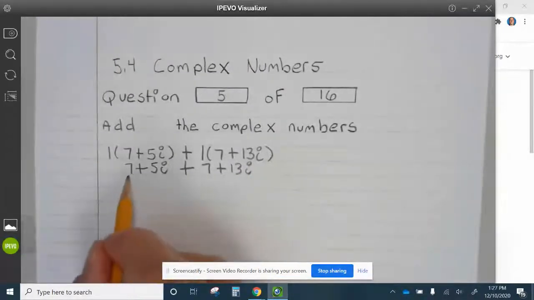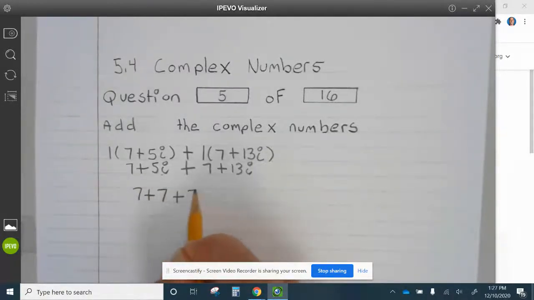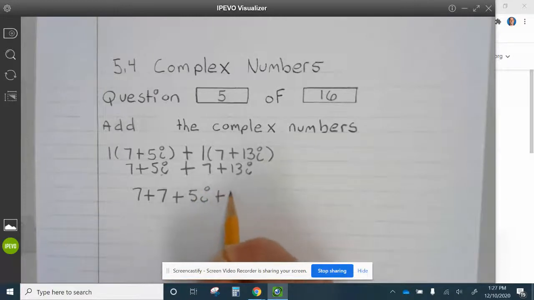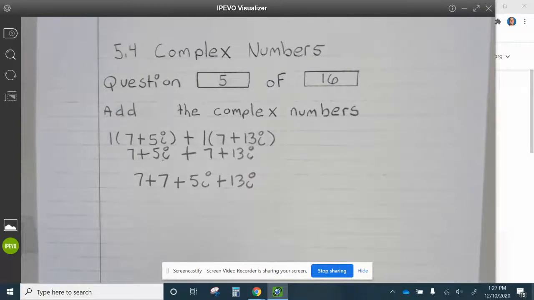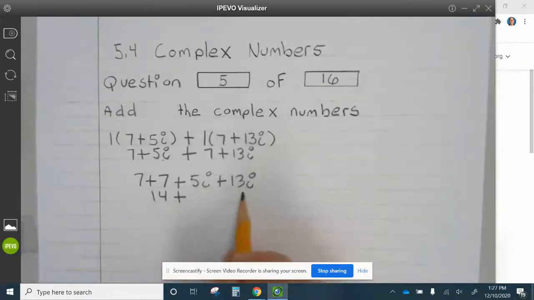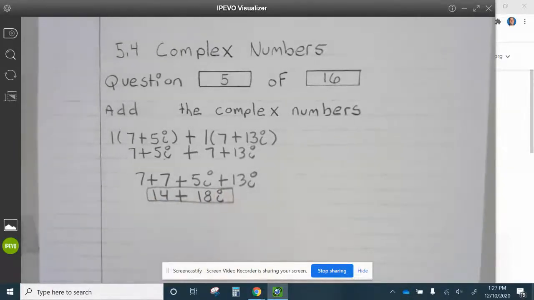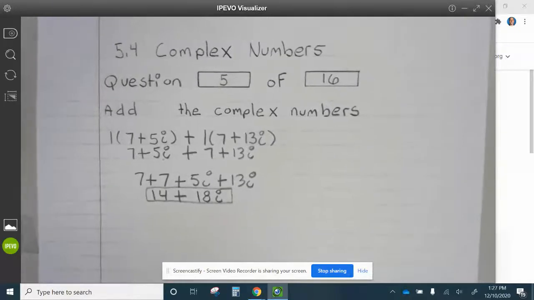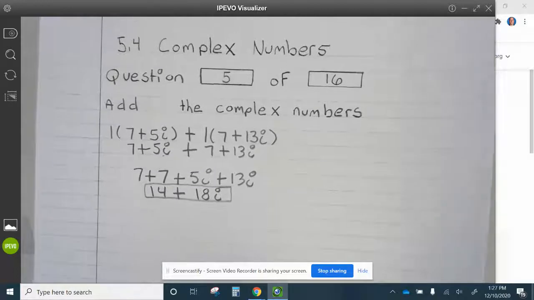Now we need to group the 7s together. So 7 plus 7 and group the i's together. So plus 5i plus 13i. Okay. 7 plus 7 is 14. So this is 14 plus 5i plus 13i is 18i. Okay, let's look at the next question.